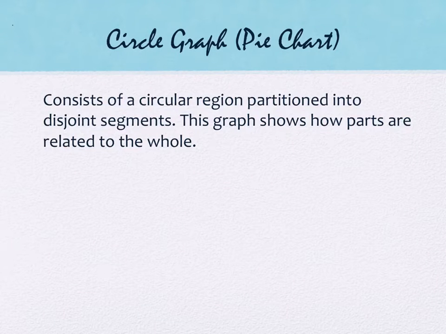It consists of a circular region partitioned into disjoint segments, right? So like think about pieces of a pizza. This graph shows how parts are related to a whole. Now that's something that's actually really important. Everything that we've done so far, if anytime we've compared something, has been comparison of parts to parts, right?